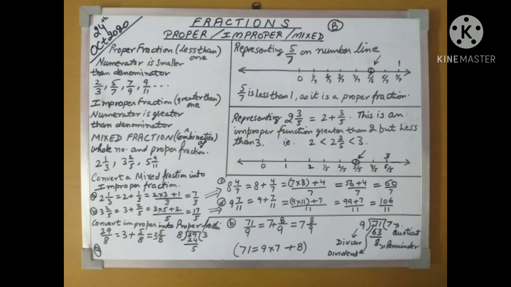The second example is 2 3 by 5, which means 2 plus 3 by 5. This is a mixed fraction, more than 2 but less than 3. So we will write 0, 1, 2 and 3. Between 2 and 3, we will mark 5 parts and we will get 1 by 5, 2 by 5, 3 by 5. So the third point will be 2 plus 3 by 5, that is 2 3 by 5.